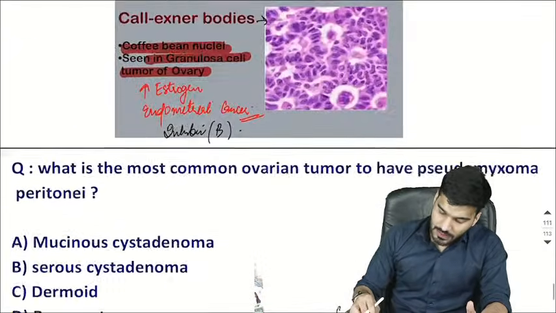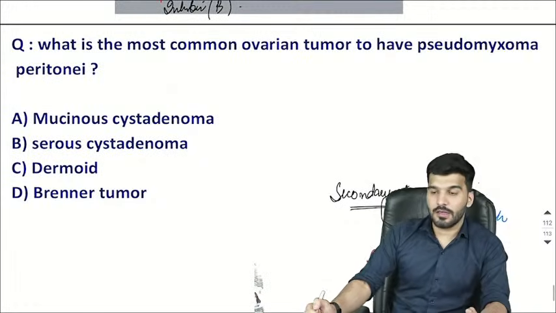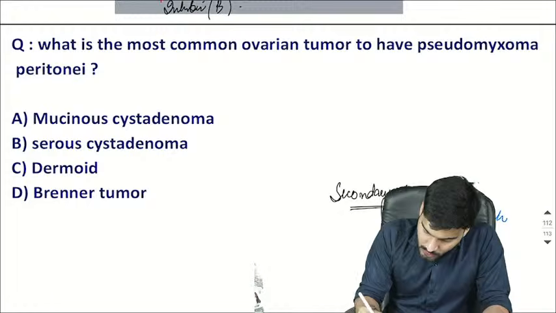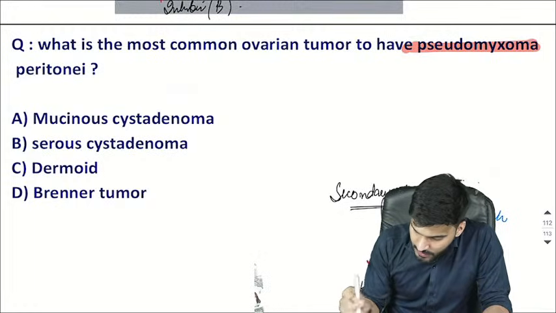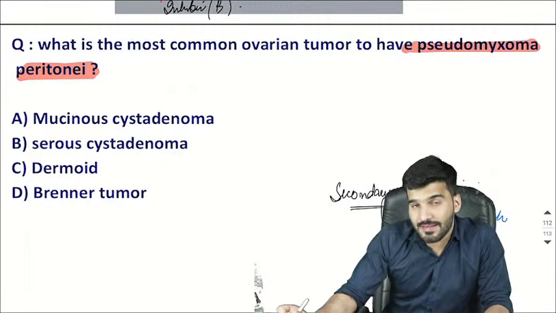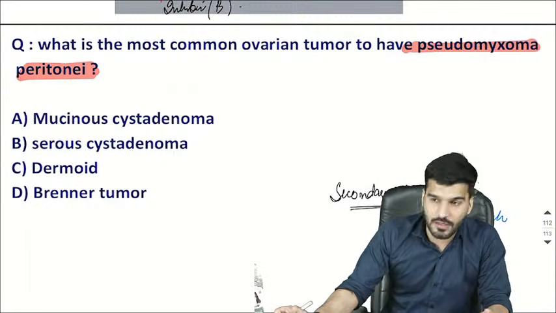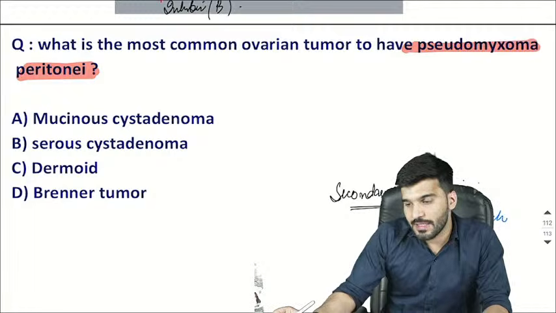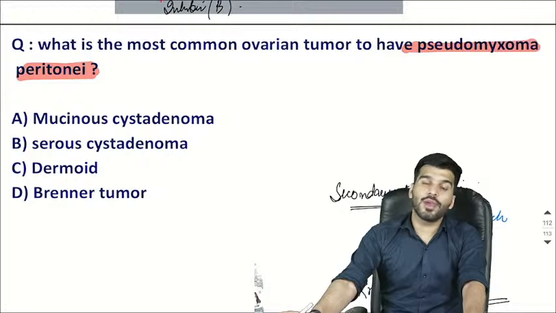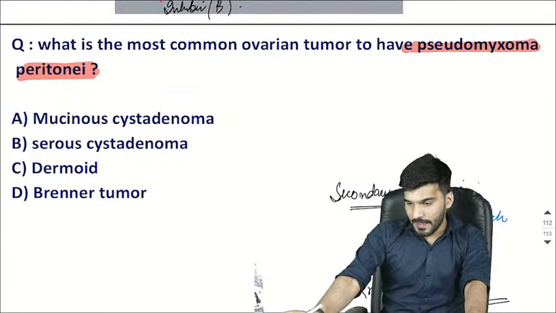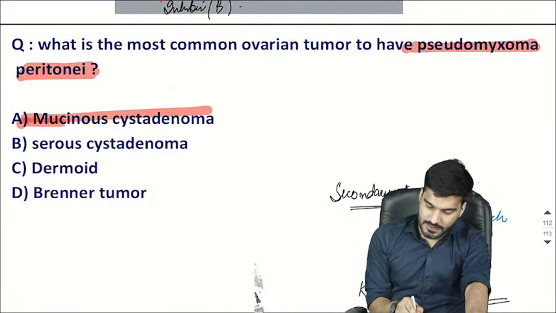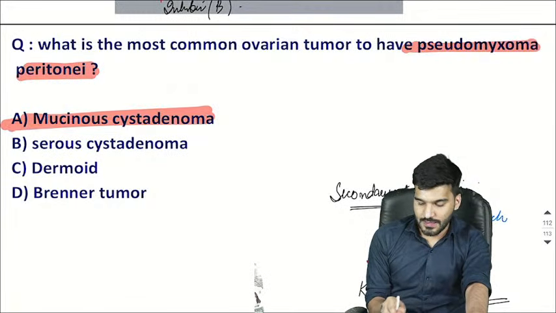Next to that, the last question of the day and the last part. What is the most common ovarian tumor to have pseudomyxoma peritonei? When this mucinous cystadenoma ruptures, it releases a lot of mucin, and that's what you call pseudomyxoma peritonei. So which ovarian tumor is associated with pseudomyxoma peritonei? Write down in the chat box. So very good. That is going to be mucinous cystadenoma.